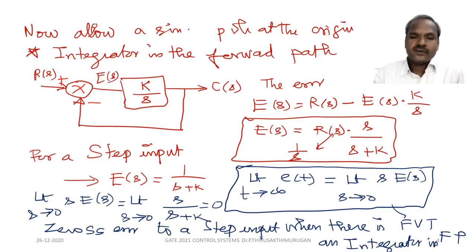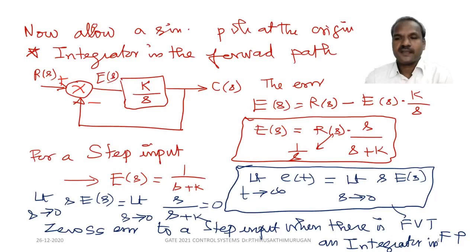Right? So if you simplify this by replacing R of S equal to 1 by S, you will get E of S equal to 1 by S plus K. Okay. So what is here? From this we obey the final value theorem here. We obey the final value theorem. Understand?